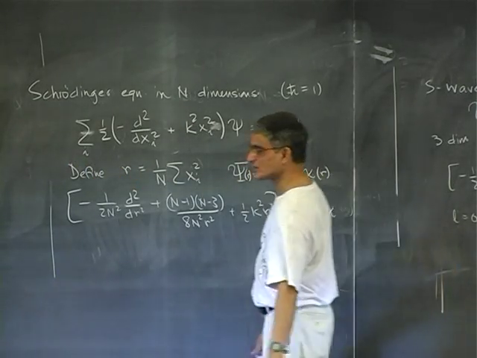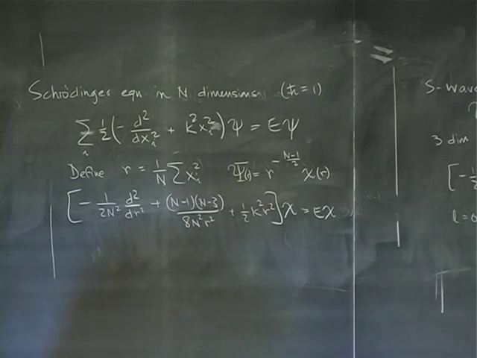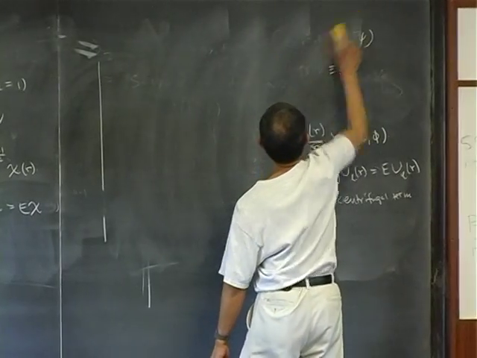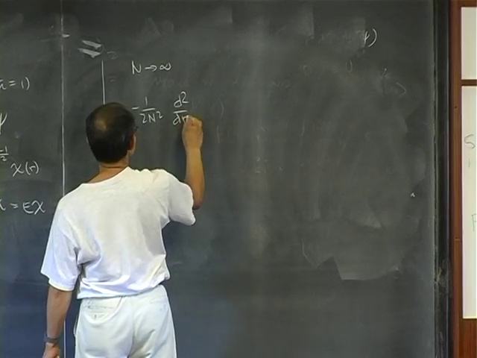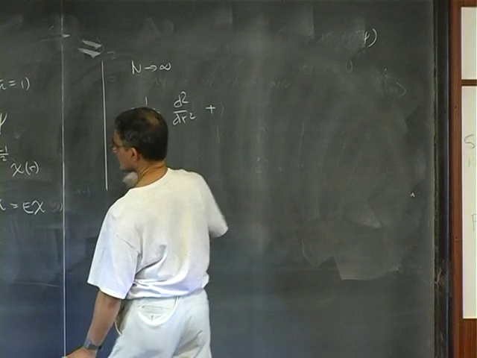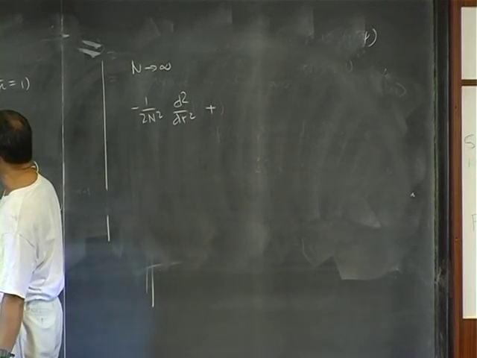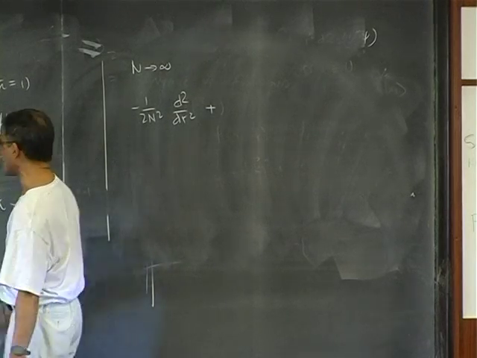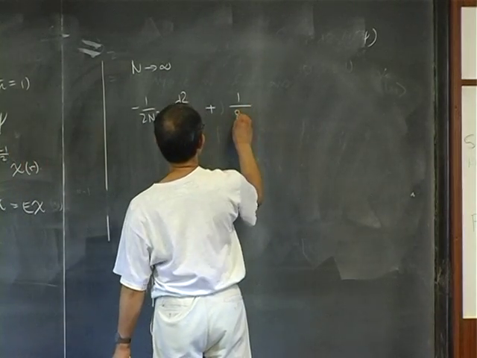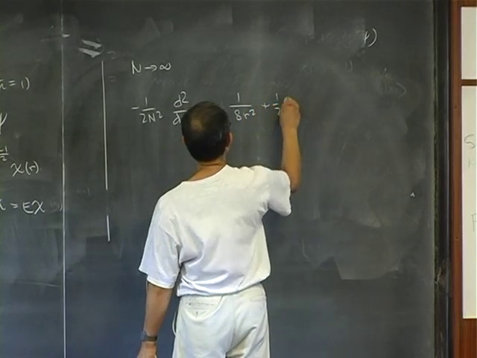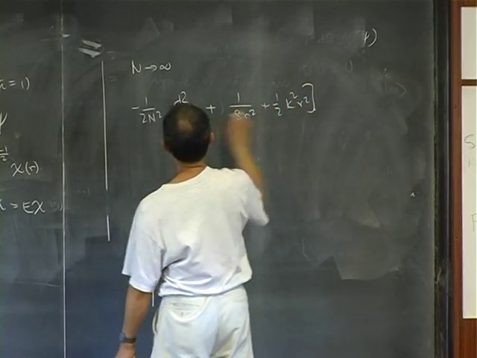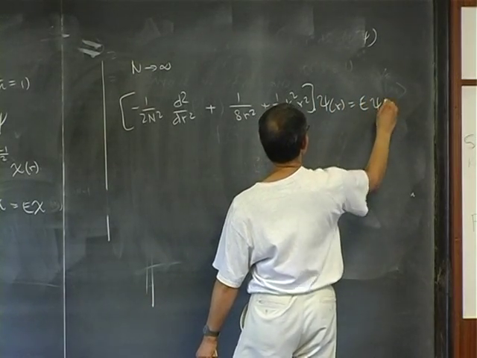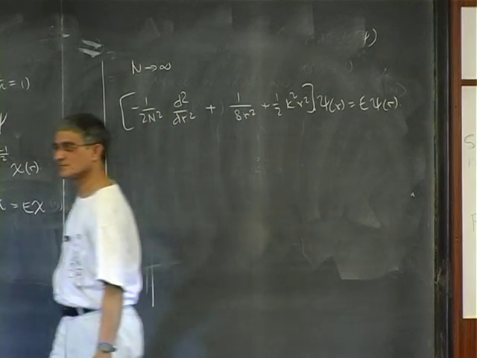Now let's take the limit n going to infinity. So there are n minus 1, which is the same as n minus 3, which is the same as n. There is n square upstairs, n square downstairs, that cancels out. Okay?